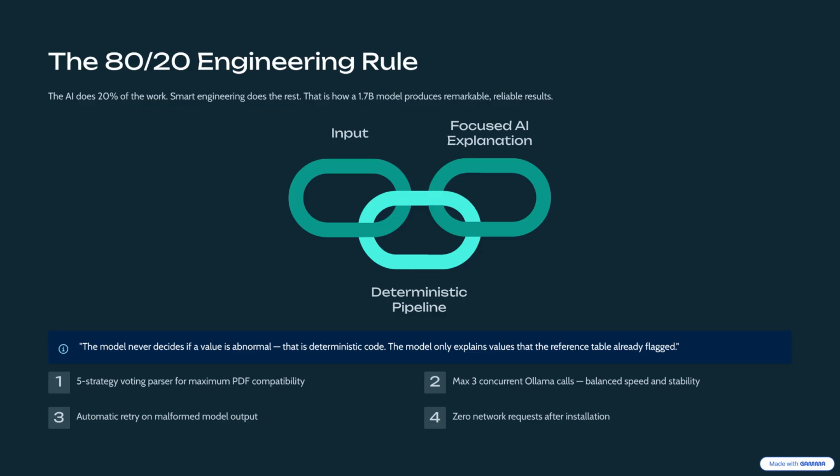Only then does Qwen 3 1.7B enter the picture. It receives 1 test value at a time, under 200 tokens. Its only job is to write a plain language explanation and 2 doctor questions. It never decides if a value is abnormal. It never sees the raw document. It only explains what the reference table already identified. That is how you build a production-quality medical tool on a 1.7 billion parameter model.